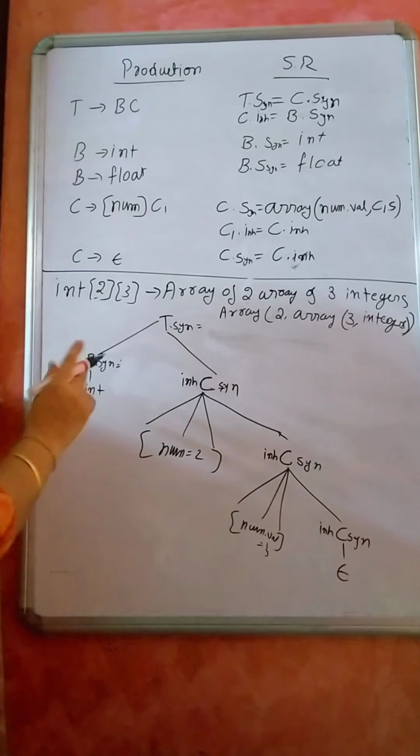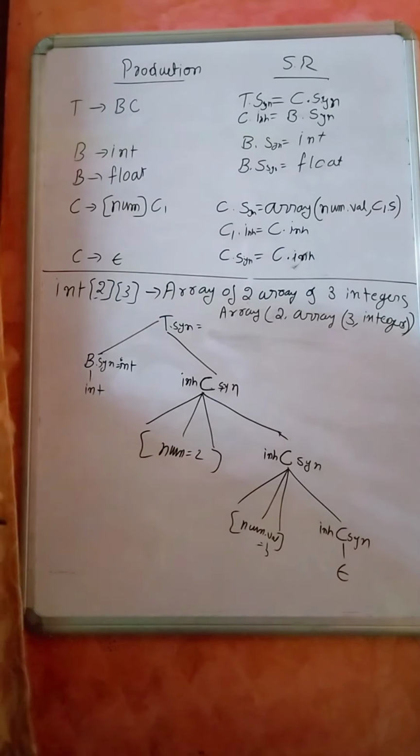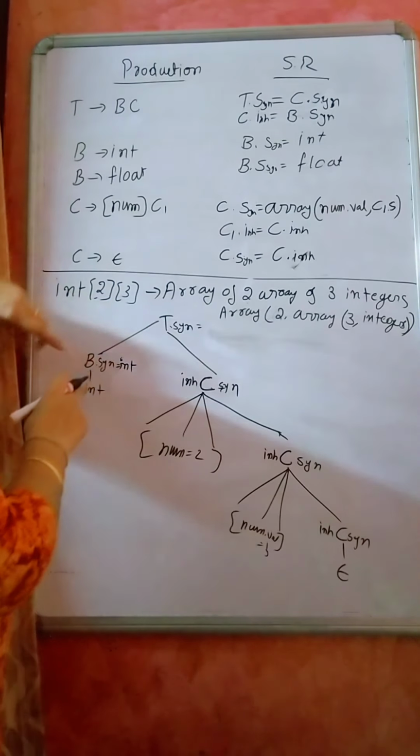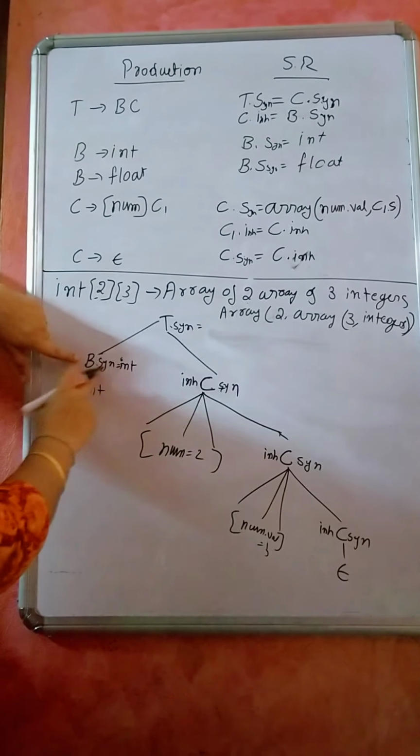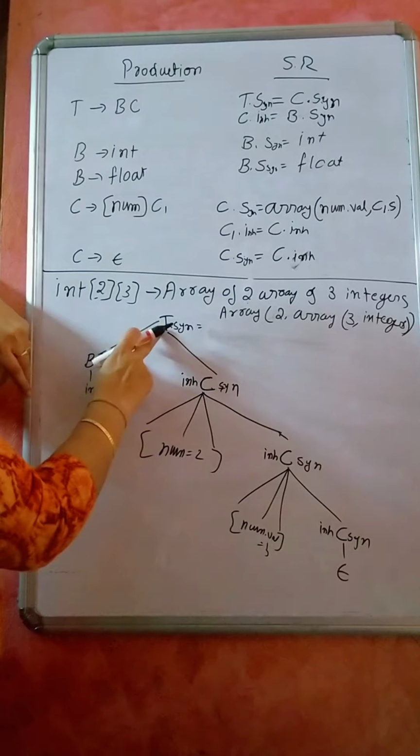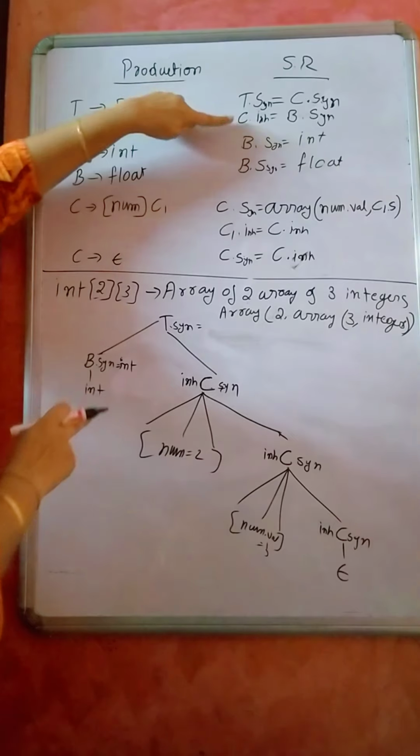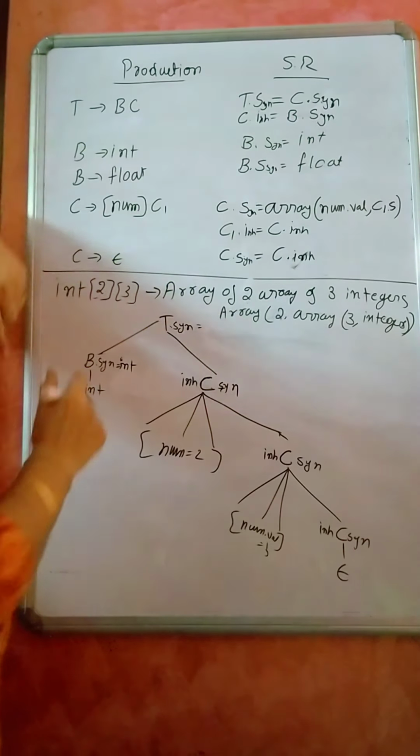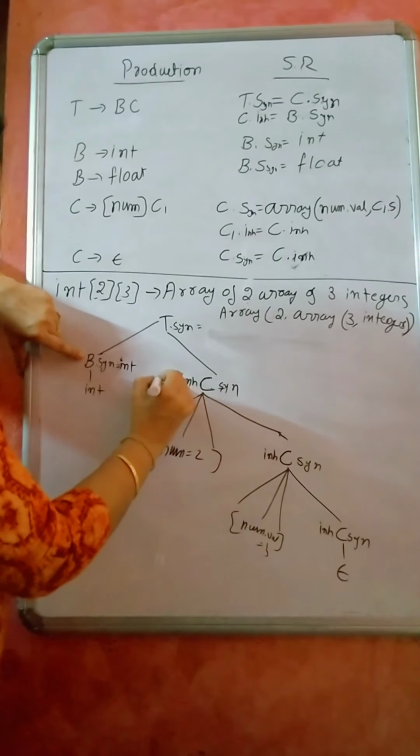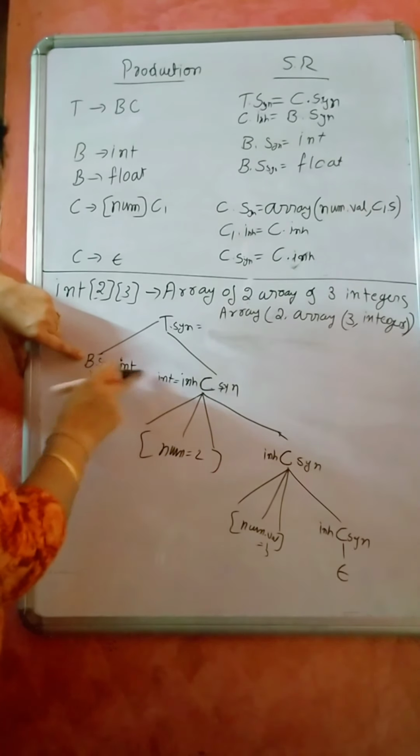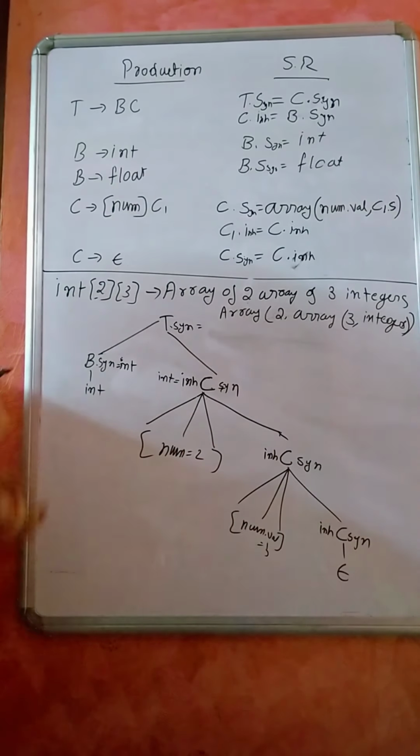Now I'll check this. What is B dot synthesis? It is int. Now I am writing the annotated parse tree. Whenever I use B determines int, what is my B dot synthesis? Int, so I am writing that. Now I am using T determines BC. When I use T determines BC, what is my C dot inherited? It is B dot synthesis. What is B dot synthesis? Int. So my C dot inherited is nothing but int, meaning I am inheriting this from the left sibling.